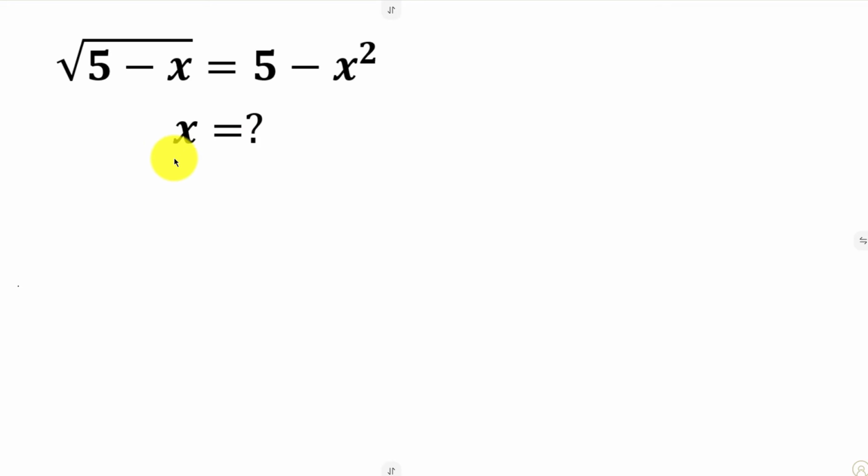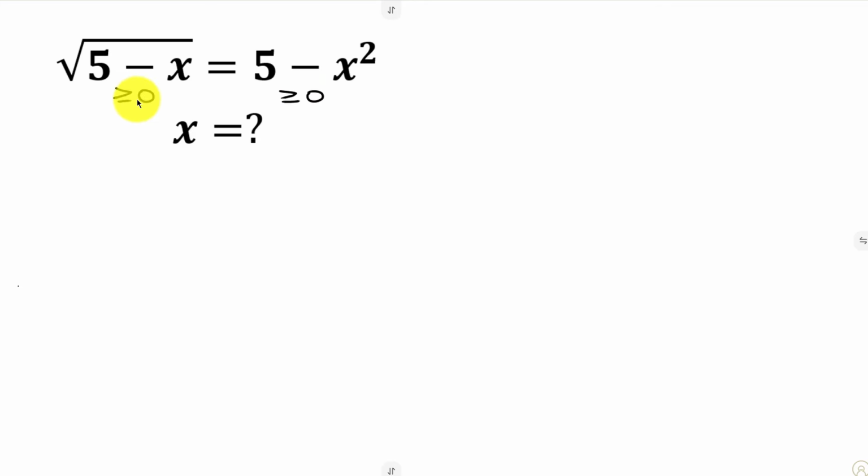We have this interesting question that says find all real values of x in this equation. Now we're going to be using one trick that solves this question almost immediately. So our first step is for us to recognize that the left hand side has a square root, and the rule of any square root is that it must be 0 or positive. So if the left hand side is positive, that means the right hand side must also be positive.